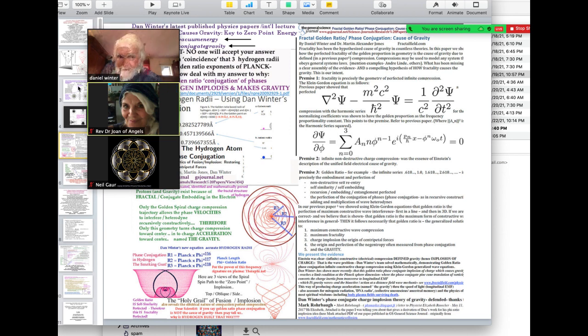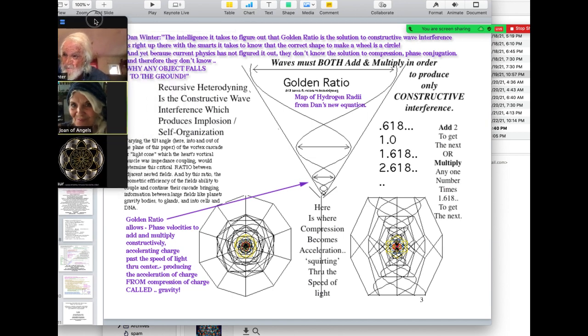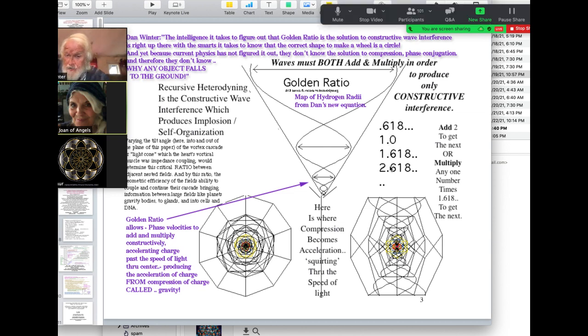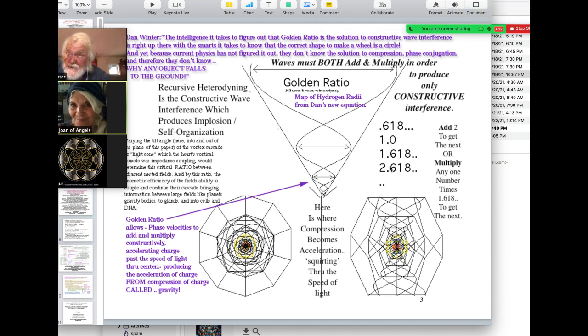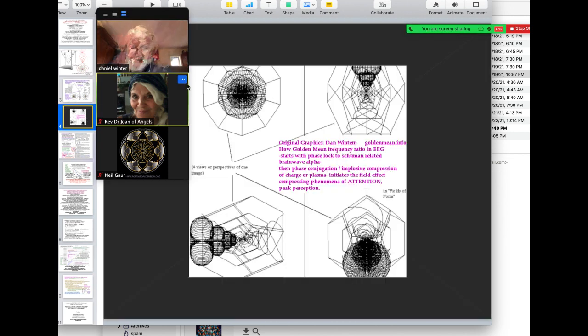Now, for those who would like pictures more than equations, this is another view of what that looks like, down the throat of that perfected, what's called phase conjugate fractal vortex, that series of golden ratio wave interference, which both add and multiply recursively constructively. You solve the problem of recursion, solve the problem of embedding. Perfect embedding is perfect entanglement, and that's called phase conjugation or charge implosion, and that produces acceleration of charge from compression of charge. So basically the donuts are nesting down the throat of a vortex in golden ratio and they begin to implode.